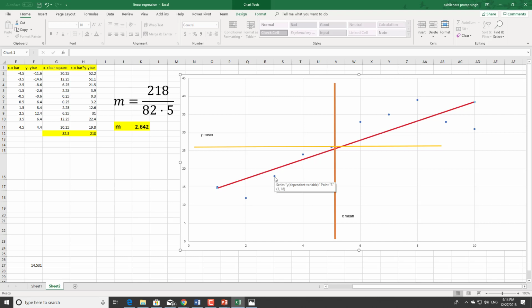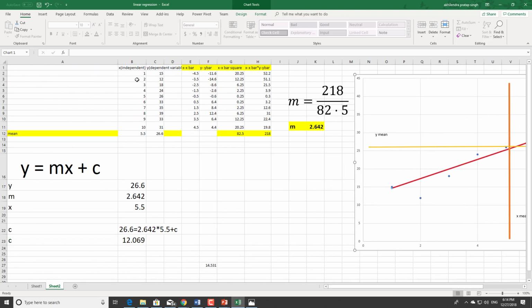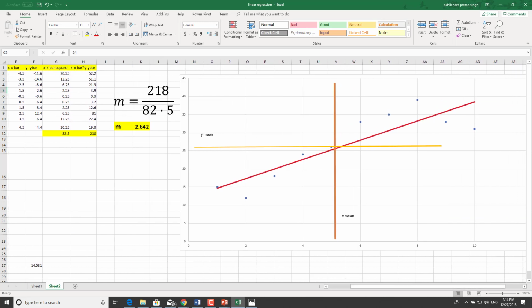Similarly, when x is 3, y is 18. And all of this is coming from here. So you can see when x is 3, y is 18. Then when x is 4, y is 24, and so on. This red line is the linear line which I have inserted into the graph using the Excel functionality. But right now, that is not our concern.